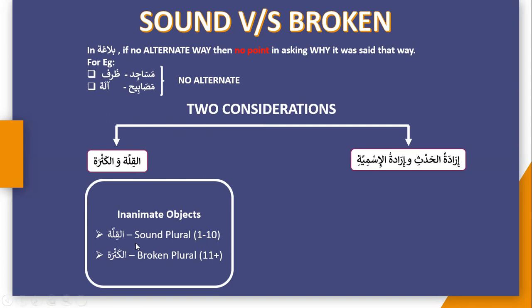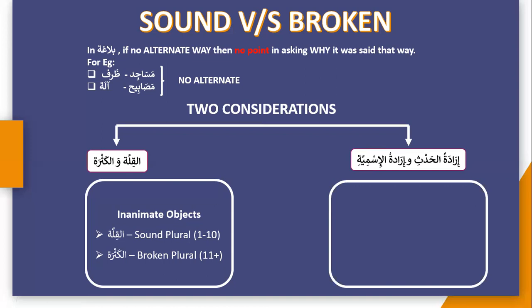So when you see a sound plural, chances are that it is pointing towards less in quantity, like from 1 to 10. And when you see a broken plural, which is al kasra, a jamul kasra, then that means it's something bigger in quantity. So these are the two things you will see at play in different ayahs.